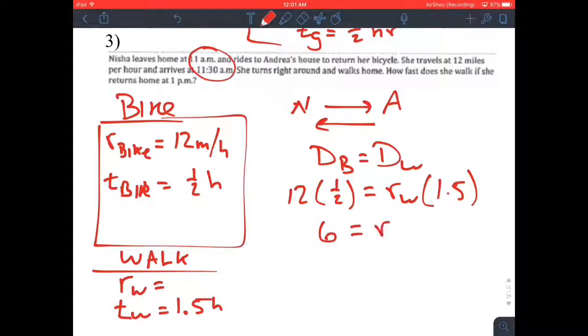So this is 6 equals the walking rate times 1.5. If you divide both sides by 1.5, you're going to get 4. So she walked at 4 miles per hour. That was her speed.